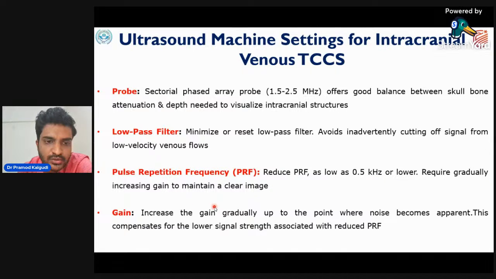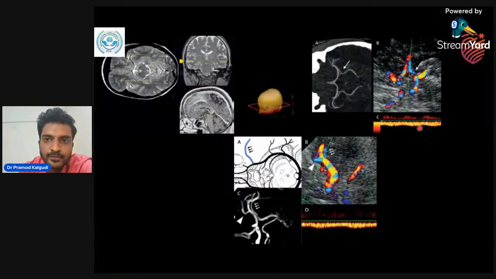Once you do that, you can play with the color gain, either increase it or reduce it gradually to a point where you see noise appear. What do I mean by noise? The entire screen goes either red or blue. That is called noise. As and when the noise starts appearing, you stop. So I said the temporal view, axial plane, the MCAs I can see. Once I see the MCA, I put all the settings which I just told you. This is M1, this is your M2. Behind this is your deep middle cerebral vein.